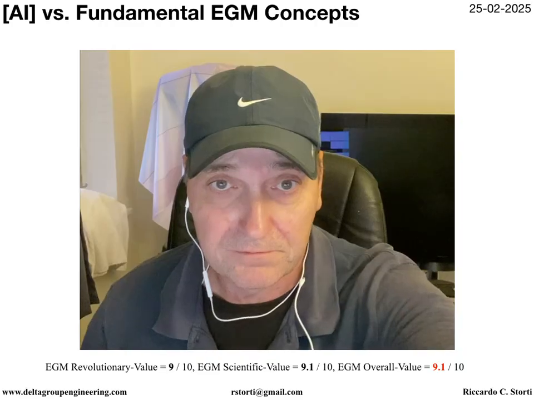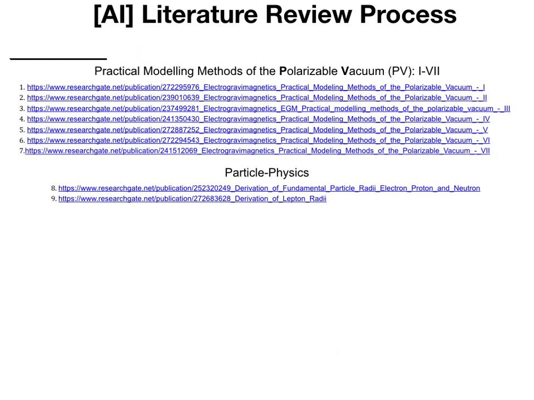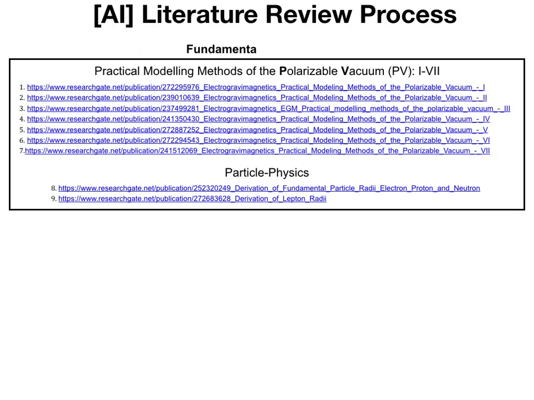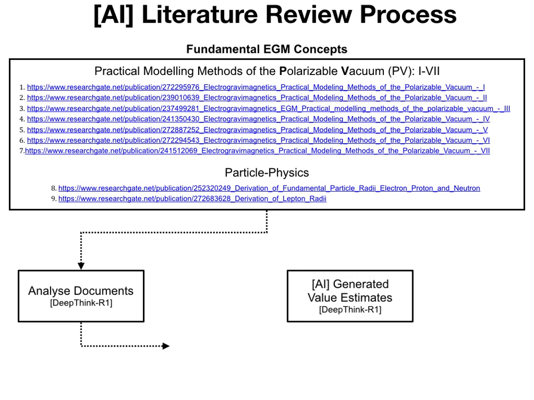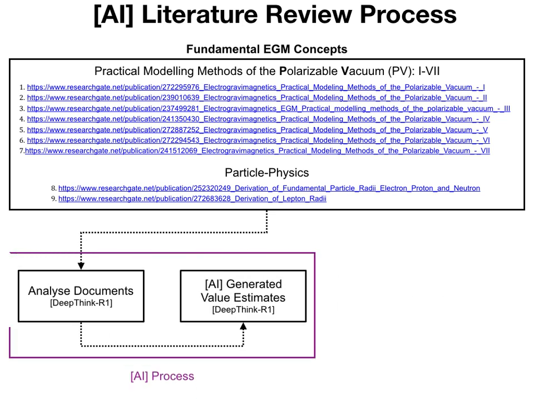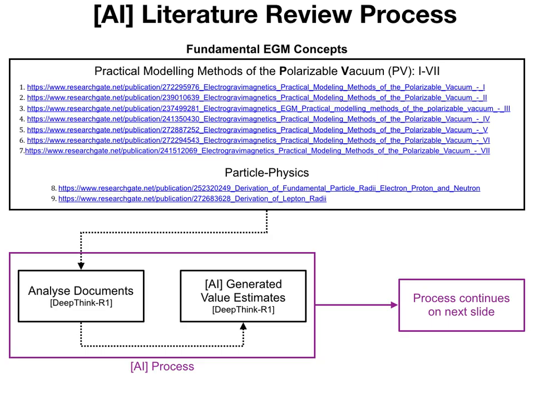Okay, let's walk through the literature review process. The AI literature review process map appears on screen. We can describe it in 6 simple steps. Step 1. The required electrogravimagnetic research articles are selected by the user, in this case, myself. Step 2. The research articles are combined into a single file by the user.